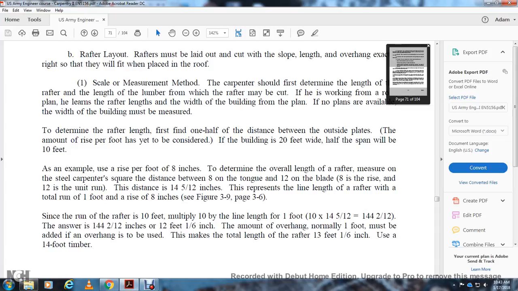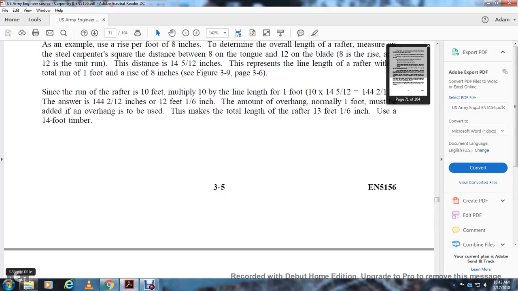This represents the length of the rafter for a total run of 1 foot with a rise of 8 inches. See Figure 3-9 on page 3-6. Since the run of the rafter is 10 feet, multiply 10 by the length for 1 foot. 10 times 14 and 5.5 inches is 144 and 2/12 inches. The answer is 12 foot 1/6 inch, not counting the overhang. Normally 1 foot must be added for an overhang to make the total length of the rafter 13 foot 1/6 inch. Use the 14 foot timber.